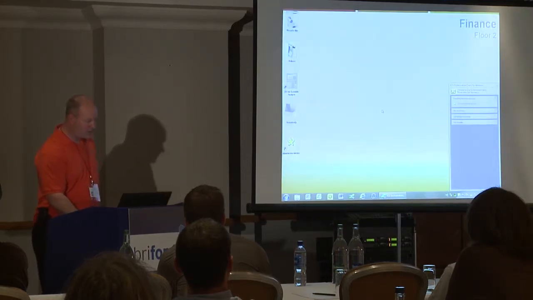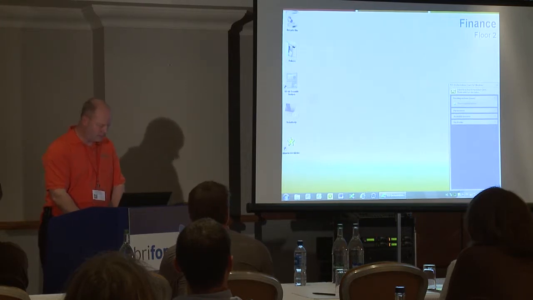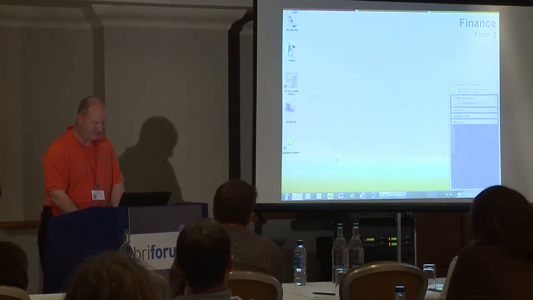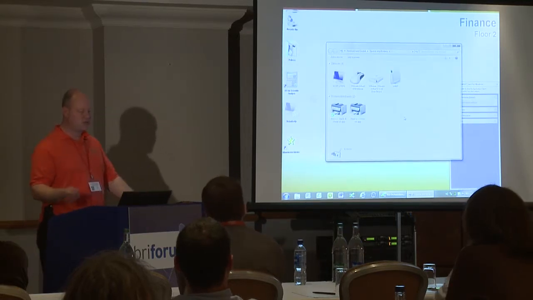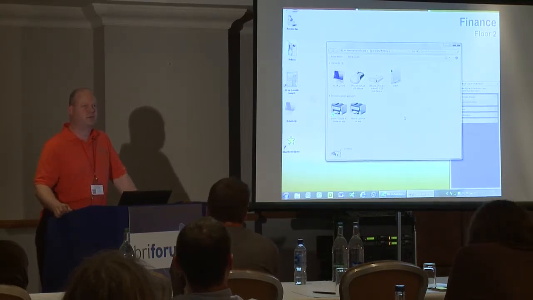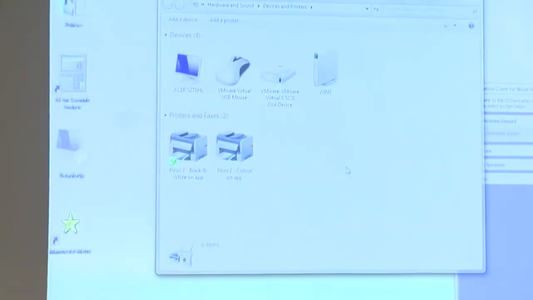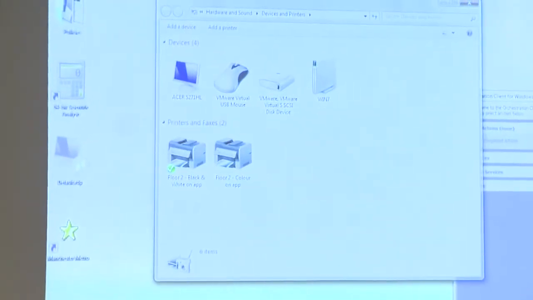So let's have a look at a few other bits and pieces we can do dynamically. These are the printers that I've got access to for Jane. So we have floor 2 black and white and floor 2 colour. Makes sense, she's on floor 2 now, she gets the floor 2 printers. What I'm going to do is launch Publisher.